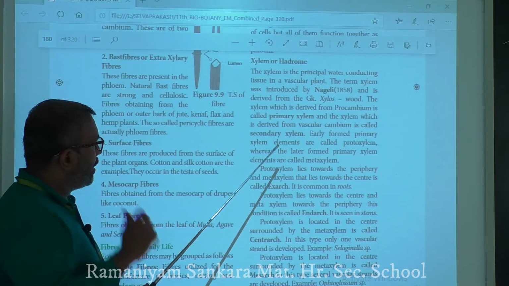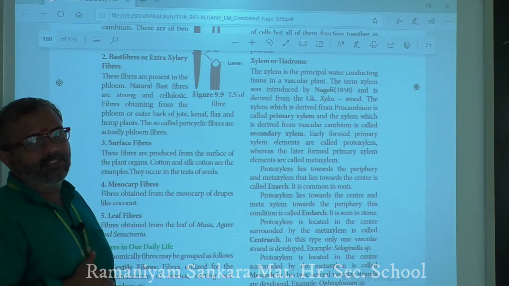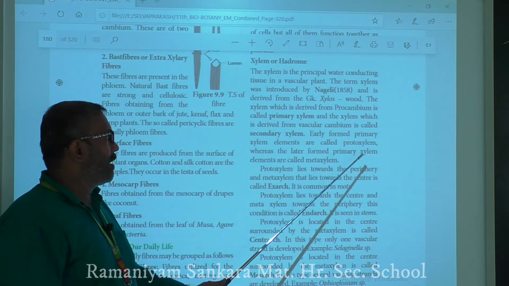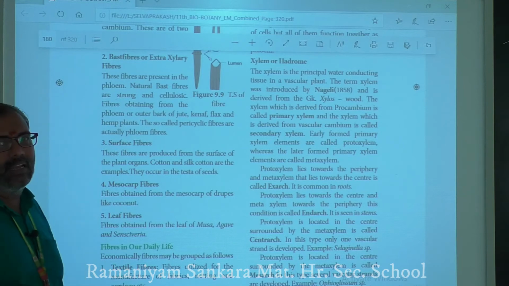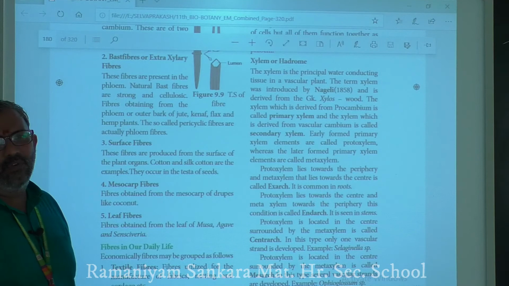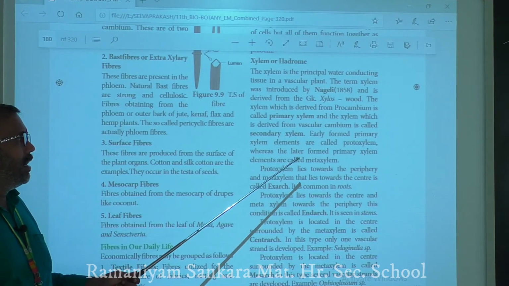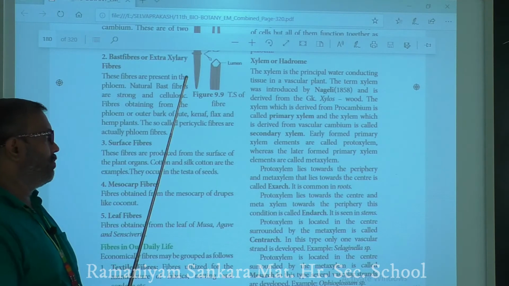Early formed primary xylem elements are called protoxylem, whereas the later formed primary xylem elements are called metaxylem. So the primary xylem is of two types: protoxylem and metaxylem. Protoxylem means early formed primary xylem elements, and metaxylem means later formed primary xylem.